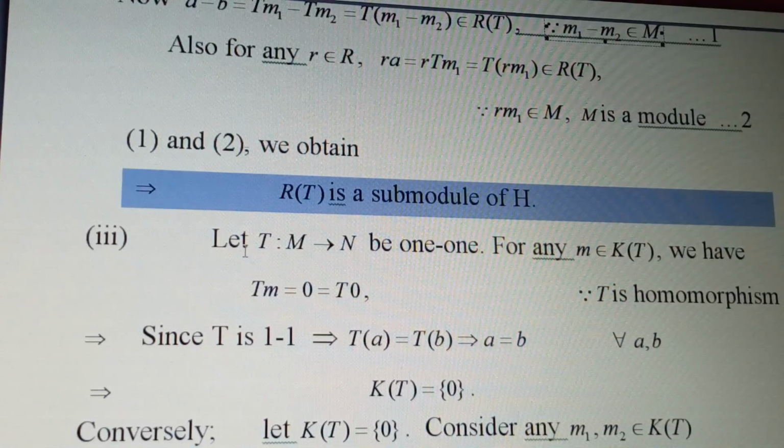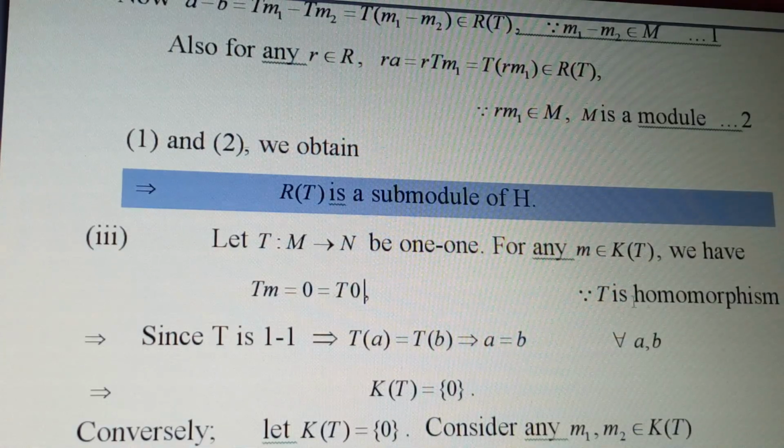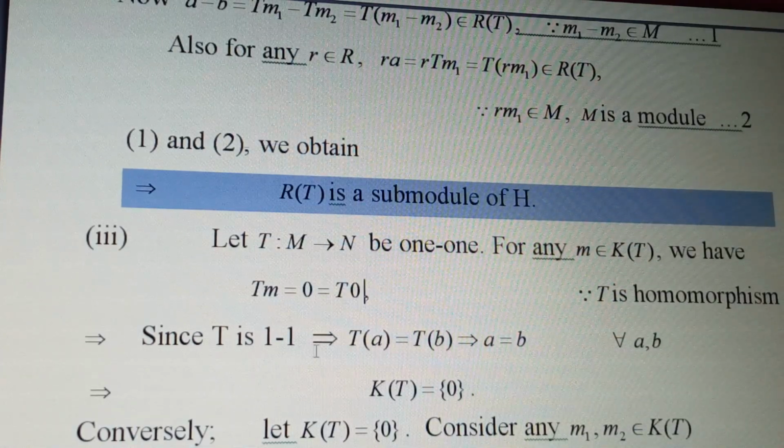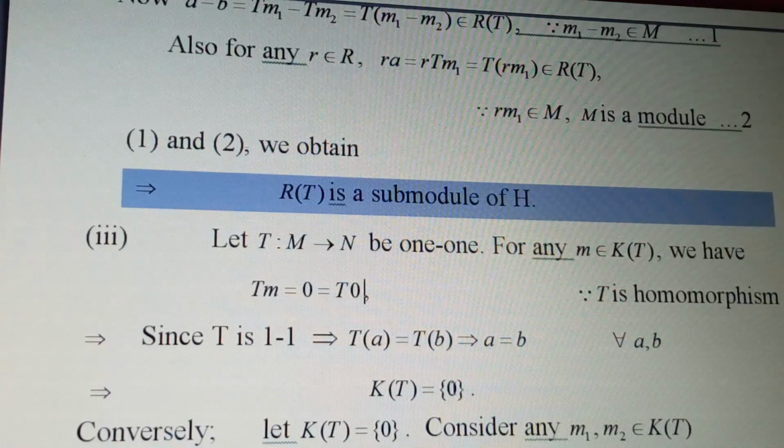Third, let T from M to N be one-one. We take the mapping to be one-one. For any m that is an element of ker T, we have T(m) = 0 = T(0), by the condition that T is a homomorphism. Since T is one-one, the images being the same means the elements are the same. So m is in ker T. This implies ker T = 0.